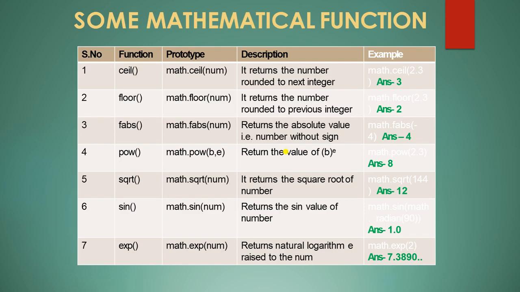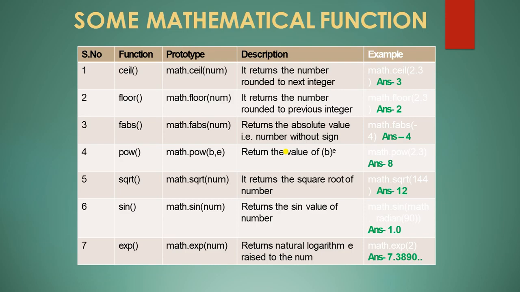Next is floor. This is math dot floor. Math floor 2.3 will just round down to the previous integer and give you the answer 2. Next is fabs. It will give you the absolute value of a number without sign. So when you write math fabs -4, it will give you the answer 4, returned without any sign.